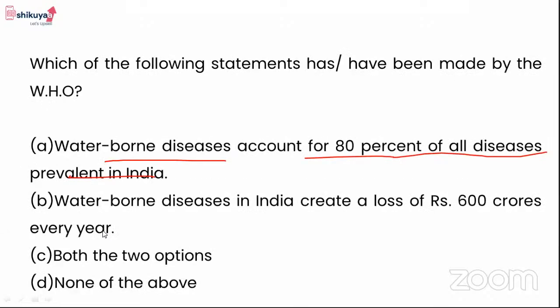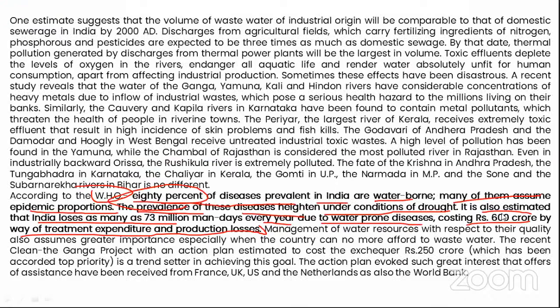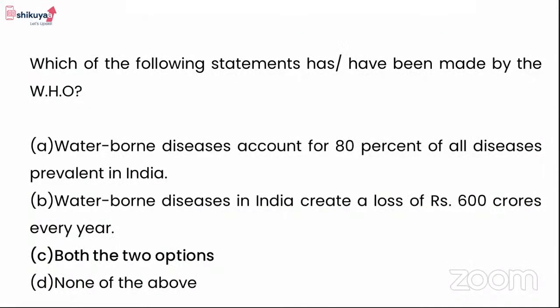Waterborne diseases in India create a loss of rupees 600 crores every year. Is that been said? Yes, of course. See the last highlighted line, costing rupees 600 crores by way of treatment expenditure and production losses. So both A and B is present in the statements in the paragraph. That is what WHO says. So what would be your answer? It would be definitely C. Understood? Both the two options. Got it? Even this and this. All right. So C is your answer.